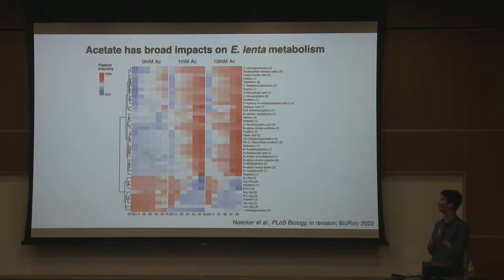We also found using metabolomics that acetate really has a broad impact on Elenta metabolism. So all of these compounds are significantly different in the presence or absence of acetate. And you can see this sort of suite of compounds goes up in abundance, and these ones are used less in the presence of acetate.